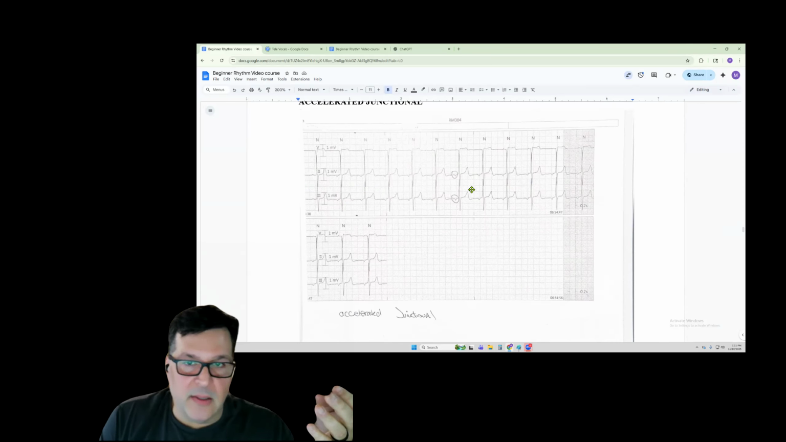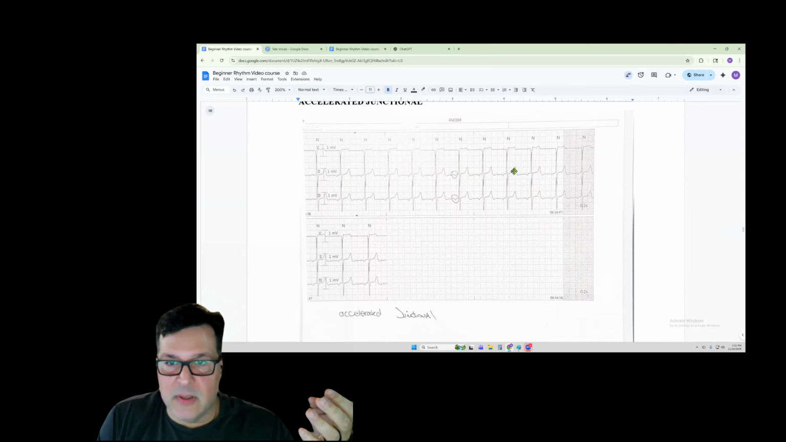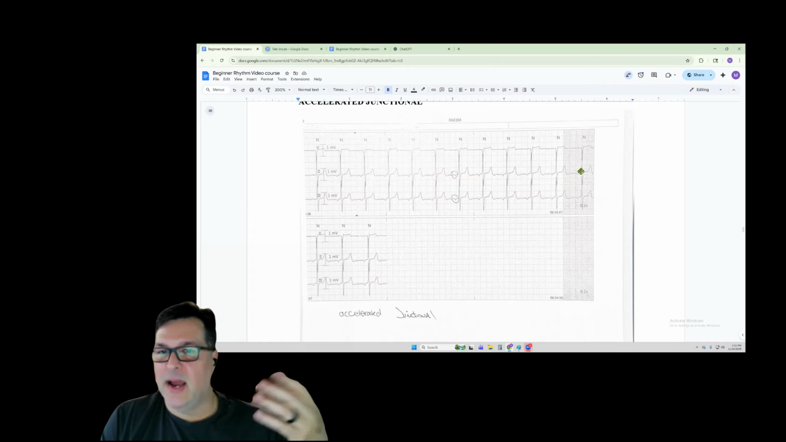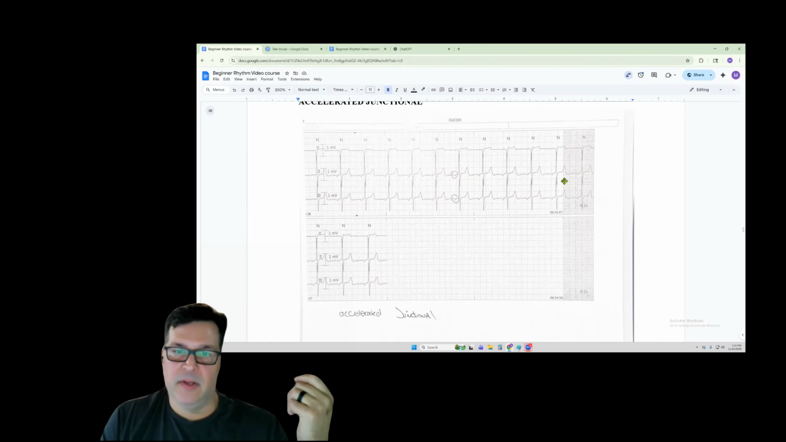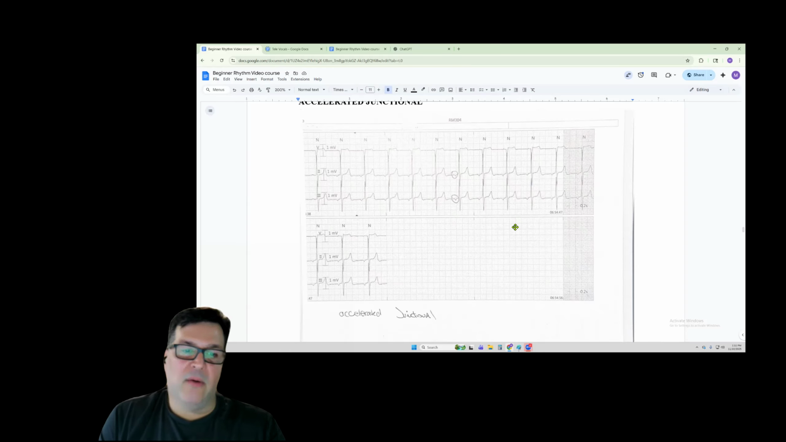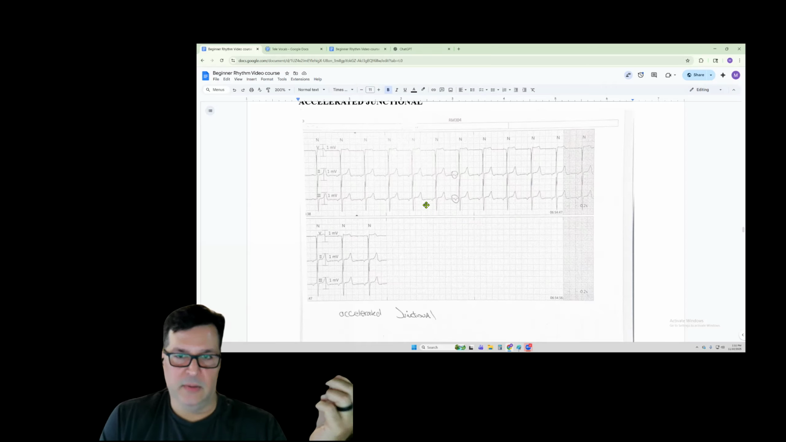So this heart rate, let's see if we can find one that lands right on the box. Of course not. There's 300, 150, 175. So it's almost exactly 75 beats per minute. So it's above the inherent heart rate of the junctional of 40 to 60. So that's an accelerated junctional. If that heart rate continues to increase and goes above 100, then at that point it's a junctional tach. Just like sinus tach is above 100, junctional tach would be above 100 too.